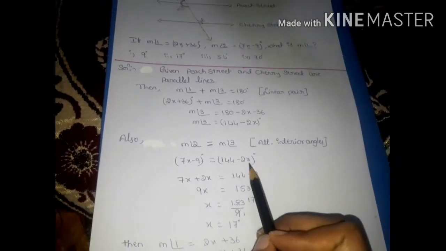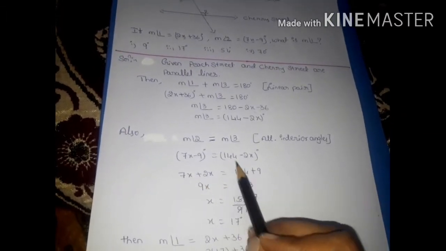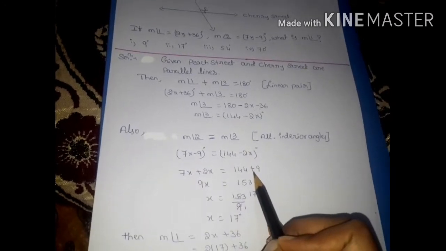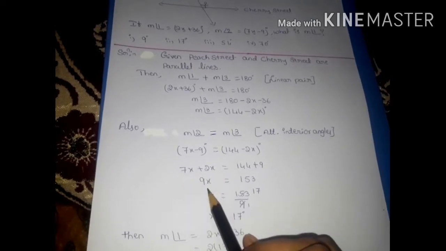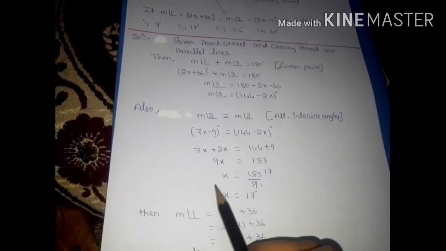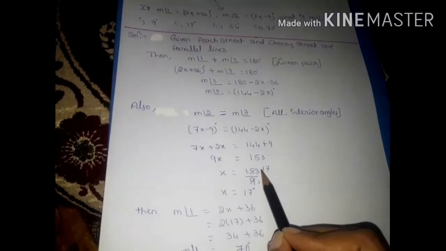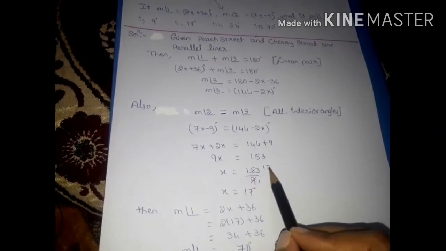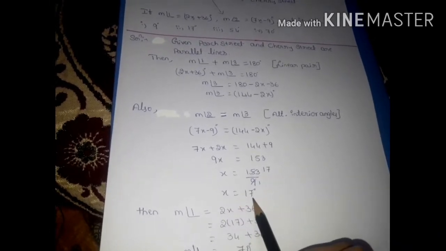Now transpose all the like terms here. 7x, take minus 2x to the LHS side, equals 144 as it is, minus 9 converts into plus 9 when you take it to the RHS side. 7x plus 2x, 7 plus 2, 9x equals 144 plus 9, 153. You have to find the x value. x equals 153 by 9. 9 is multiplied here, when you take it across, it becomes division. 9 ones are 9, 6 left, 9 sevens are 63, 9 ones are 9, 17s are 153. Then the x value we got is 17.